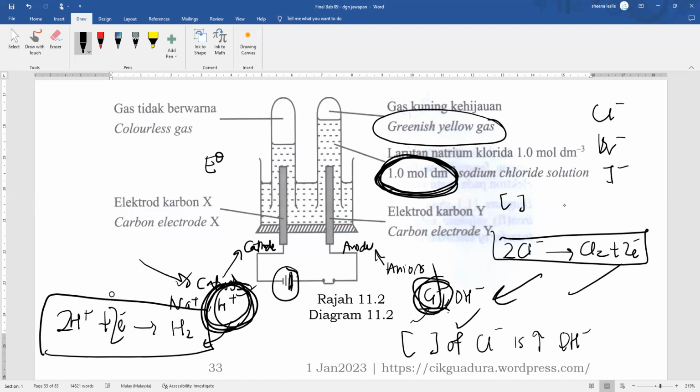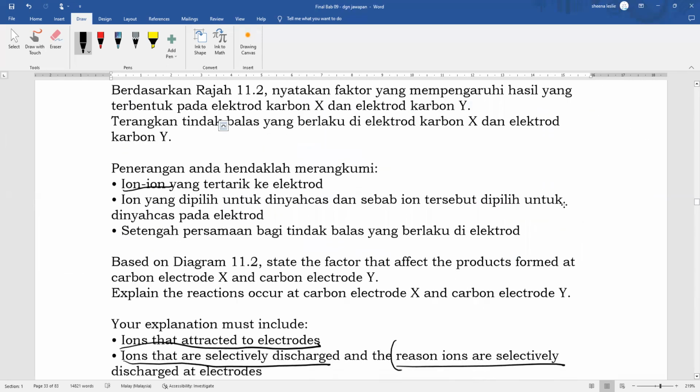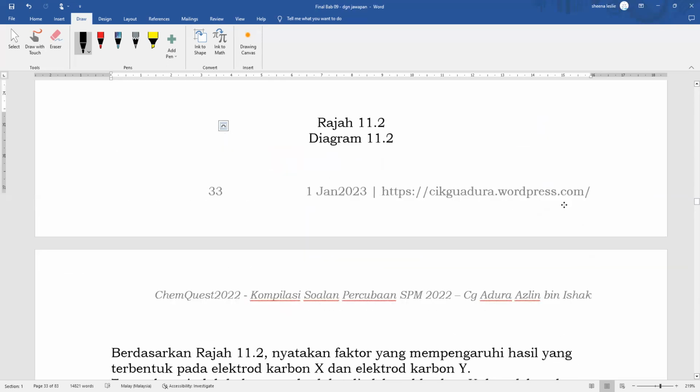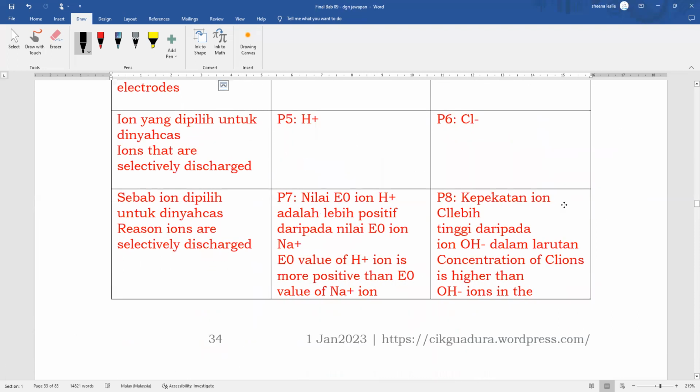Sometimes they ask this in the question: what is the factor for electrode X? What is the factor for electrode Y? You must make sure you're careful enough to answer them. So very good answers for both, and the half equations, you got that sorted out.